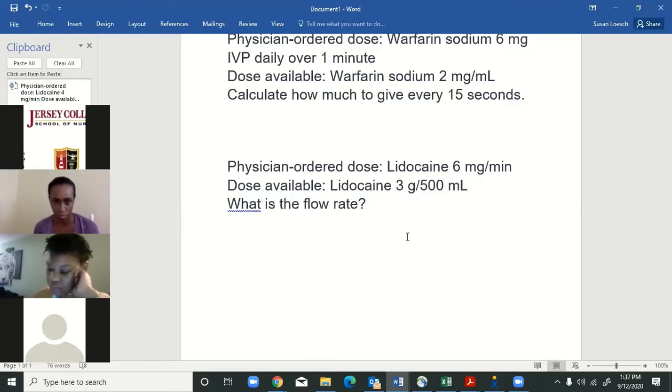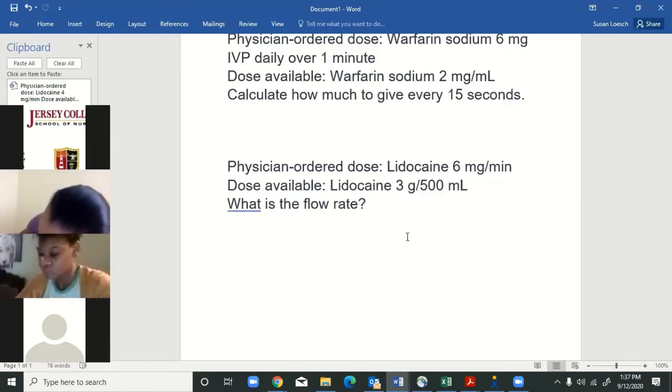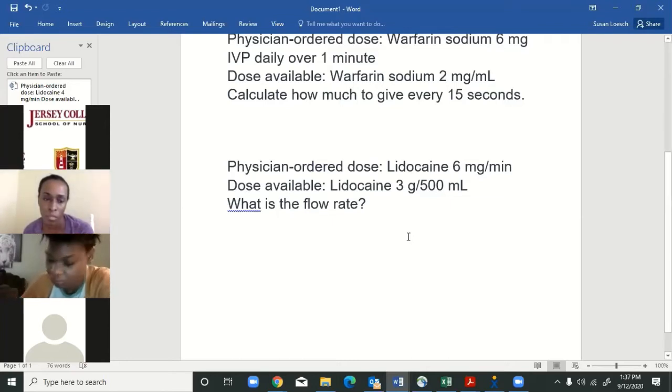So with the flow rate, it's automatically 60? No, because you have lidocaine, 6 milligrams per minute, but our flow rate is going to be in mL per hour. So in order to convert 6 milligrams per minute to 6 milligrams per hour, you have to multiply 6 times 60. There's 60 minutes in an hour. So that's what I'm saying.